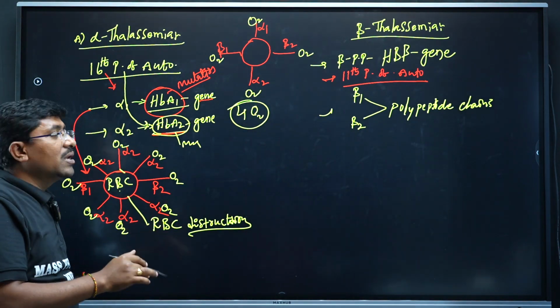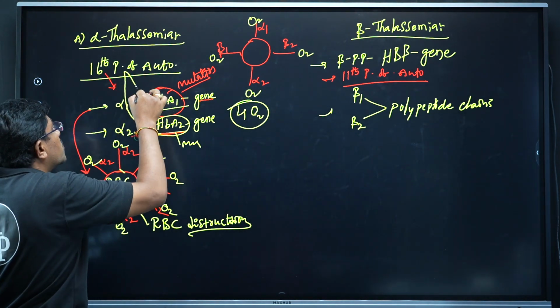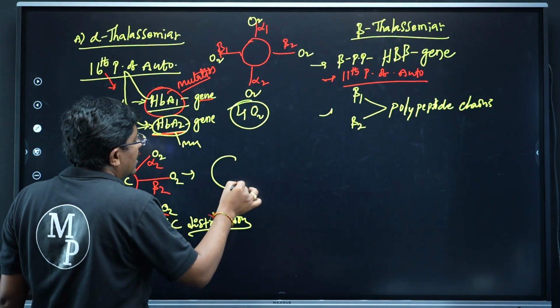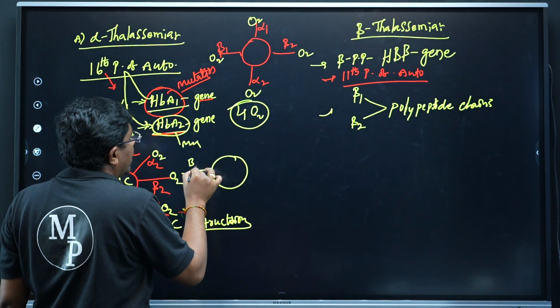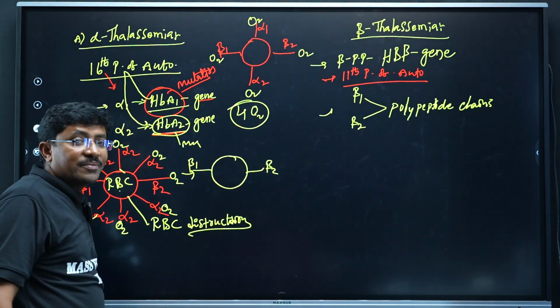So sometimes at a time these both genes are mutated. Okay, in this condition in the RBC there is one beta polypeptide chain, beta 2 polypeptide, there is no alpha.